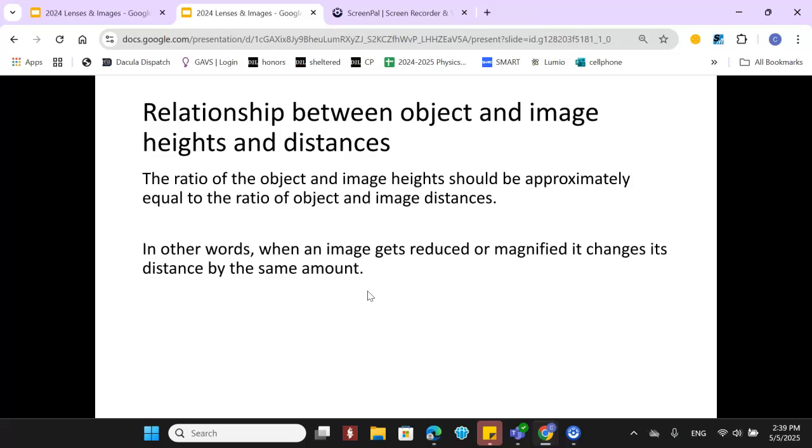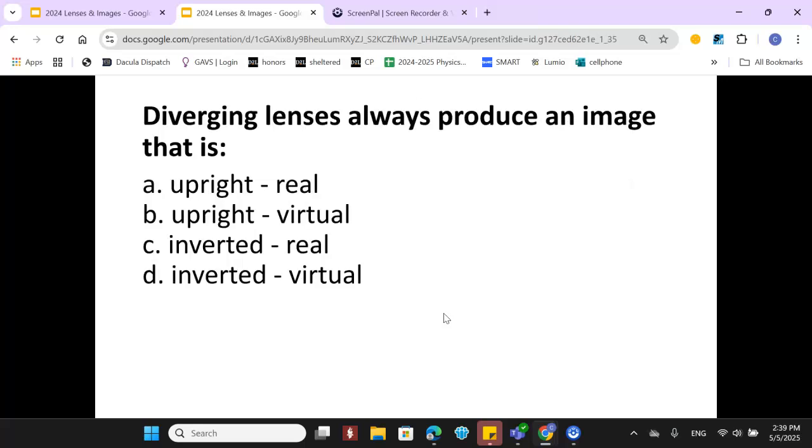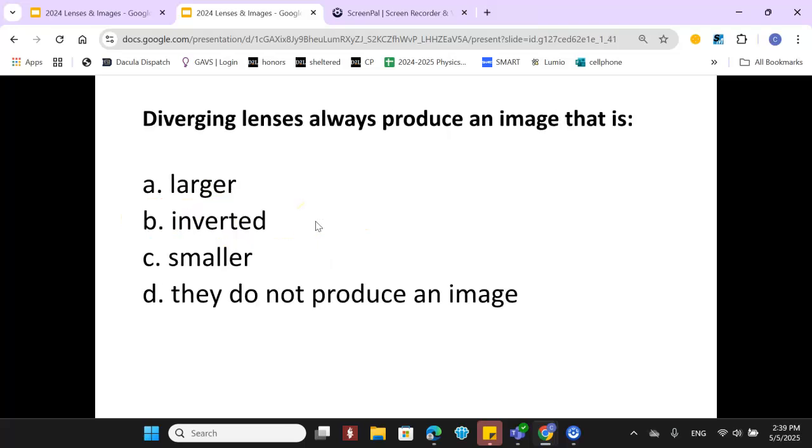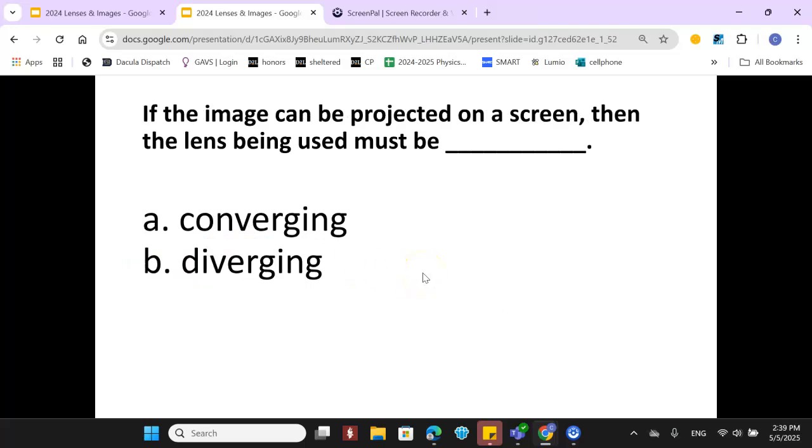And then also, whenever an image gets reduced or magnified, it changes its distance by the same amount that it changes its height. Diverging lenses always produce an image that is upright, and if it's upright, that makes it virtual. It's always going to be smaller than the original. If the image can be projected, then that's a real image, and diverging lenses don't make those, so it's got to be converging or convex. And that's it.